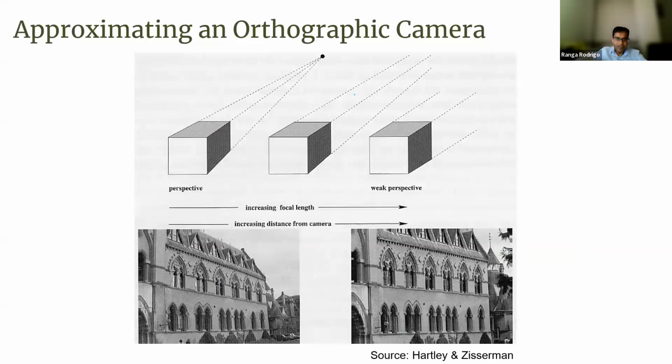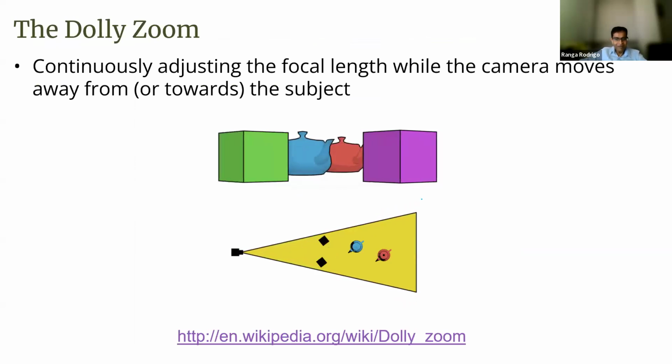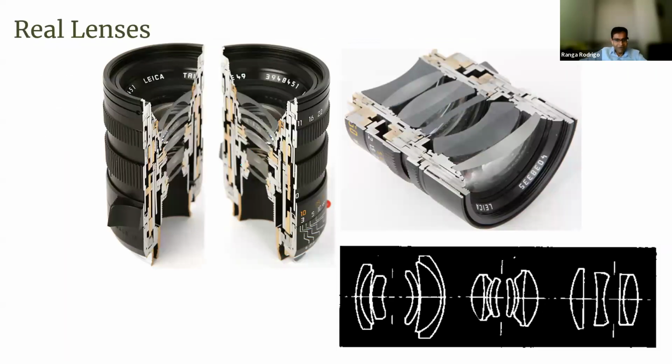Approximating an orthographic camera is possible with a telephoto lens. You have the extreme, the perspective camera. If you use a perspective camera, you can see the actual parallel lines in the scene are not parallel anymore. But if you use a telephoto lens, you can see the lines are sort of parallel. There are also different effects like dolly zoom and so on. You can read about that in the slides. Funny things there.